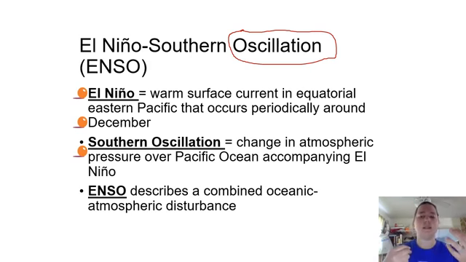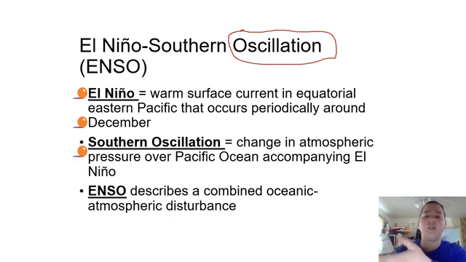But this is a relationship between the oceanic interactions and the atmospheric interactions, and what happens as they change conditions. So El Nino is a warm surface current that ends up in the eastern Pacific, and it occurs usually around December. That's why it was called El Nino, because it happens right around Christmas time. Southern Oscillation is a change in the atmospheric pressure over the Pacific Ocean accompanying El Nino.